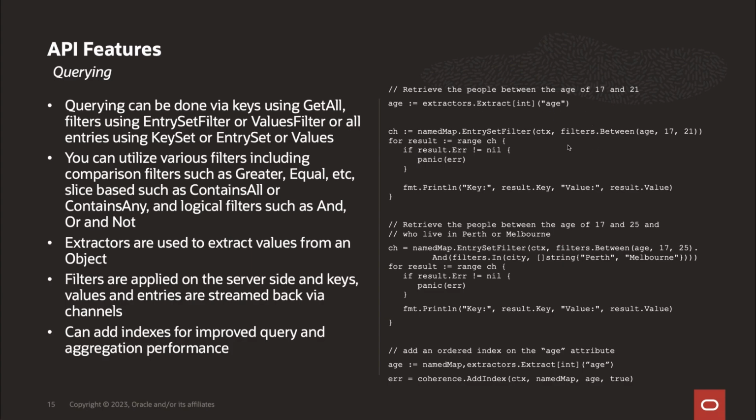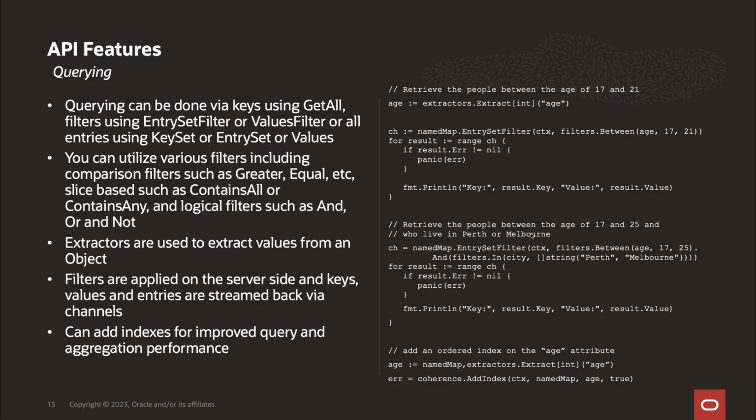We create an extractor on age, and we can get an entry set filter of all the people between the age of 17 and 21. Each of these channel entries has a key, value, and an error. So you must check the error to ensure that it's nil, and then that means you have a valid result.